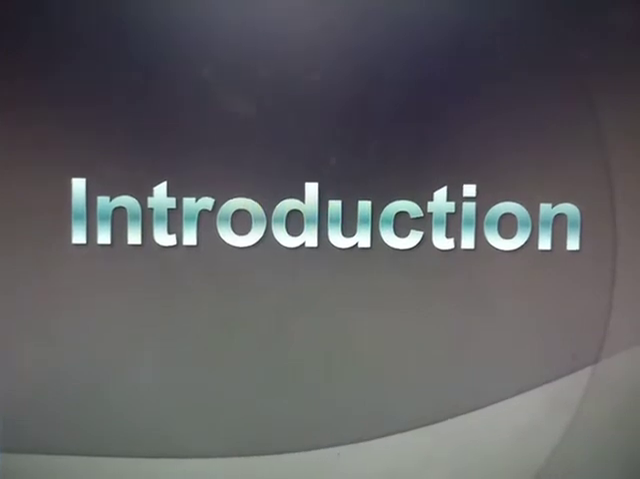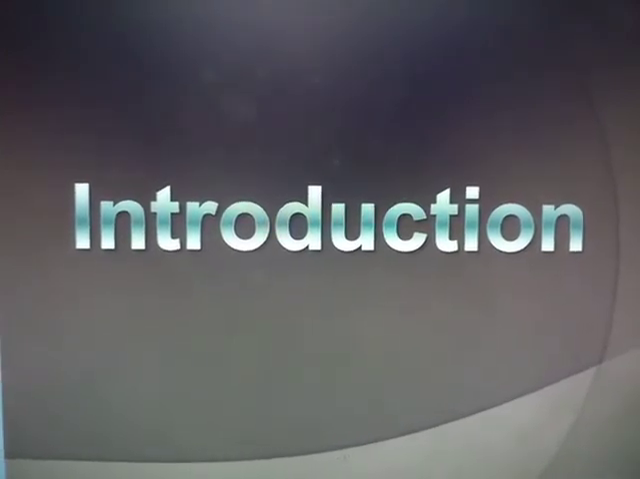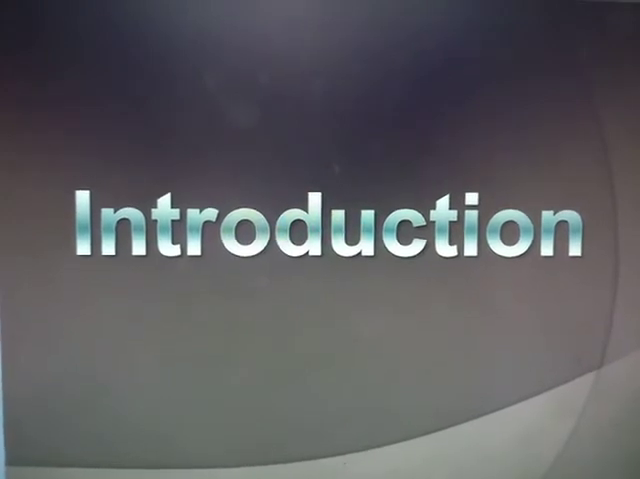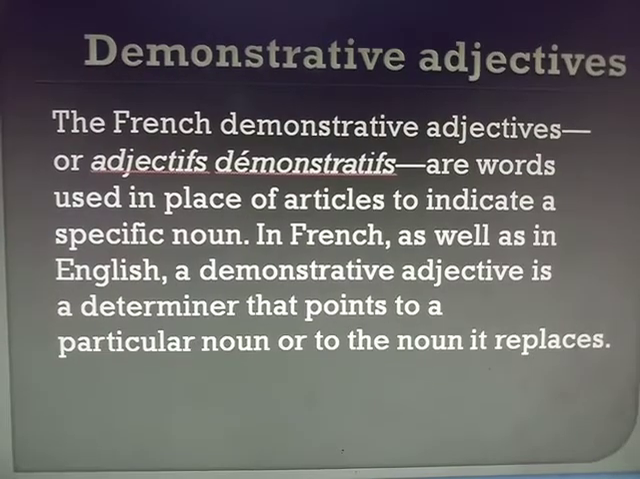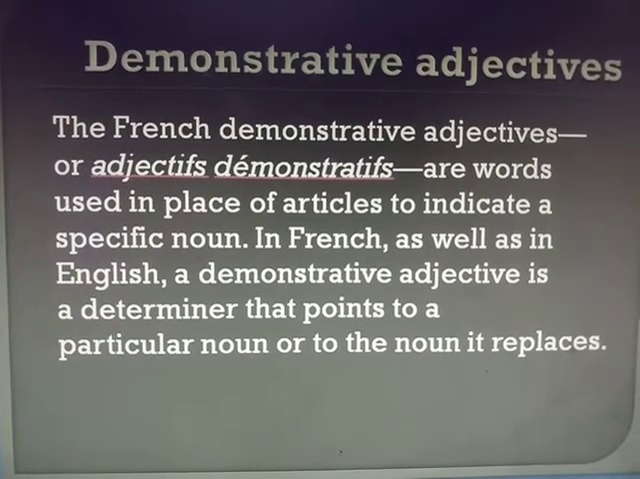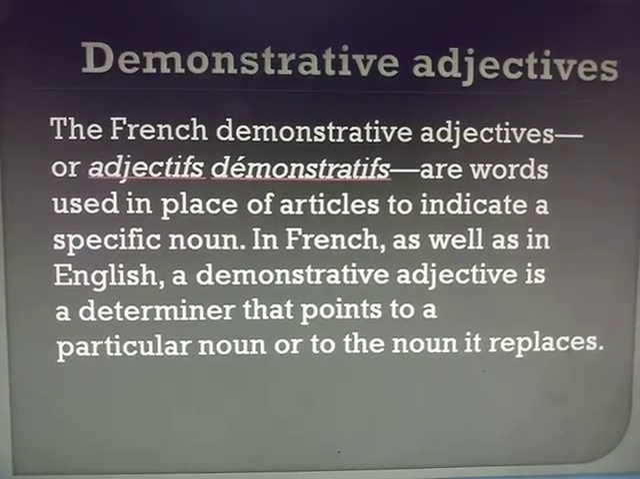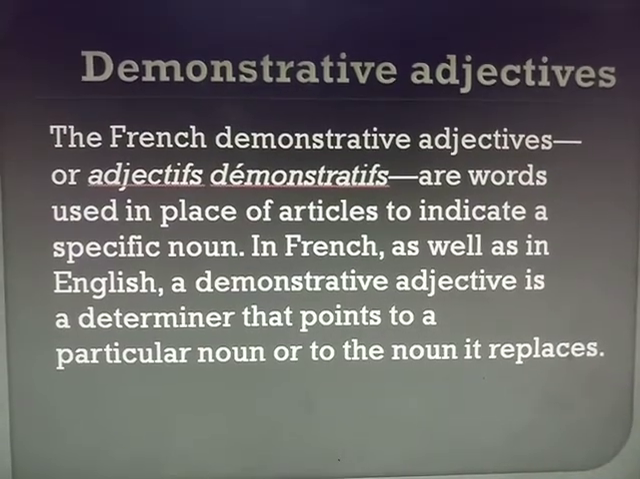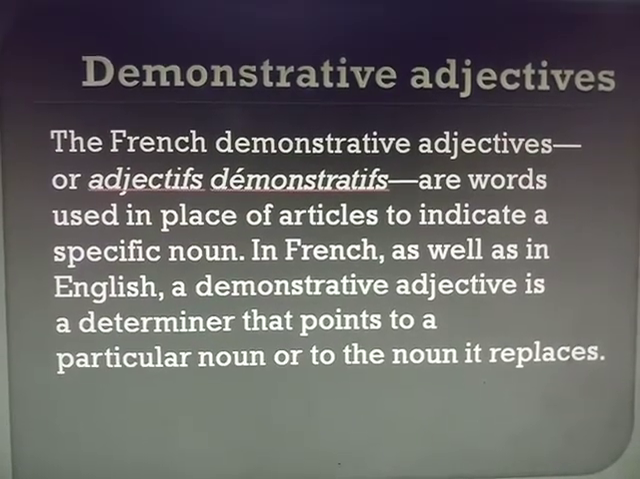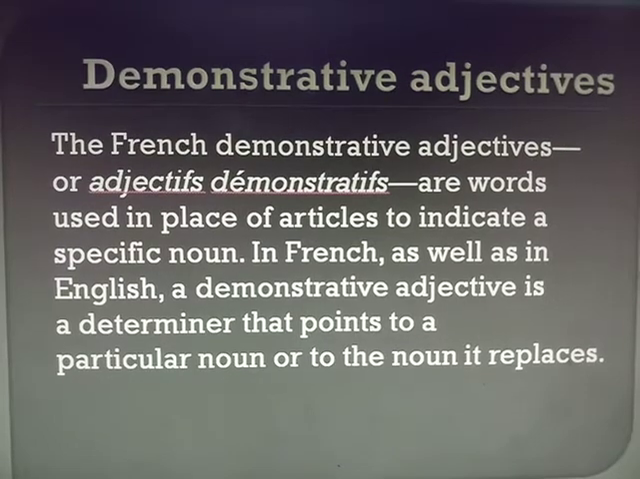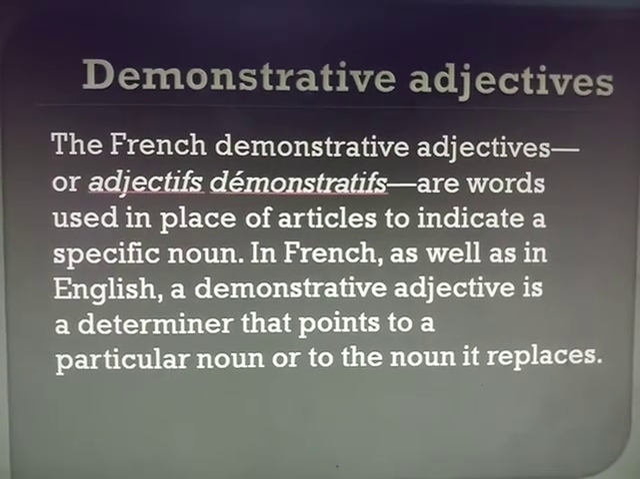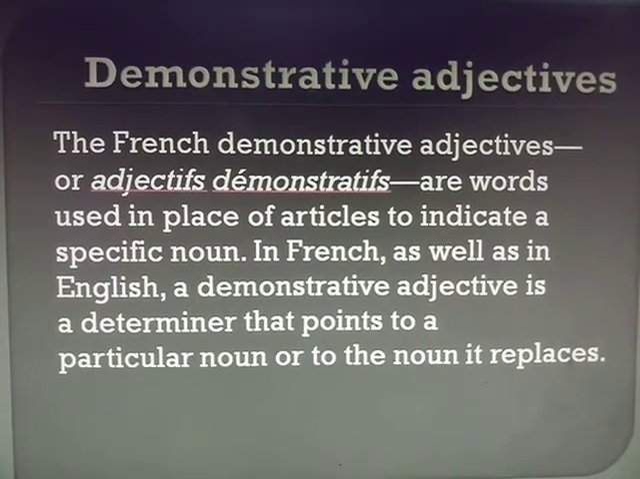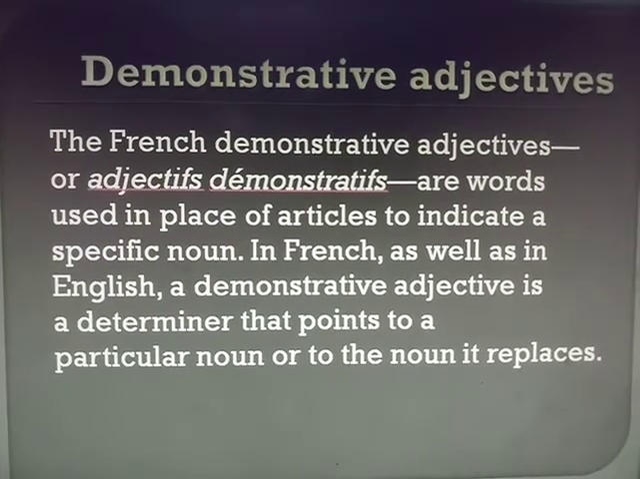Demonstrative adjectives in English are words such as this, these, that, and those. The French demonstrative adjectives, or adjectifs démonstratifs, are words used in place of articles to indicate a specific noun. In French as well as in English, a demonstrative adjective is a determiner that points to a particular noun or to the noun it replaces.